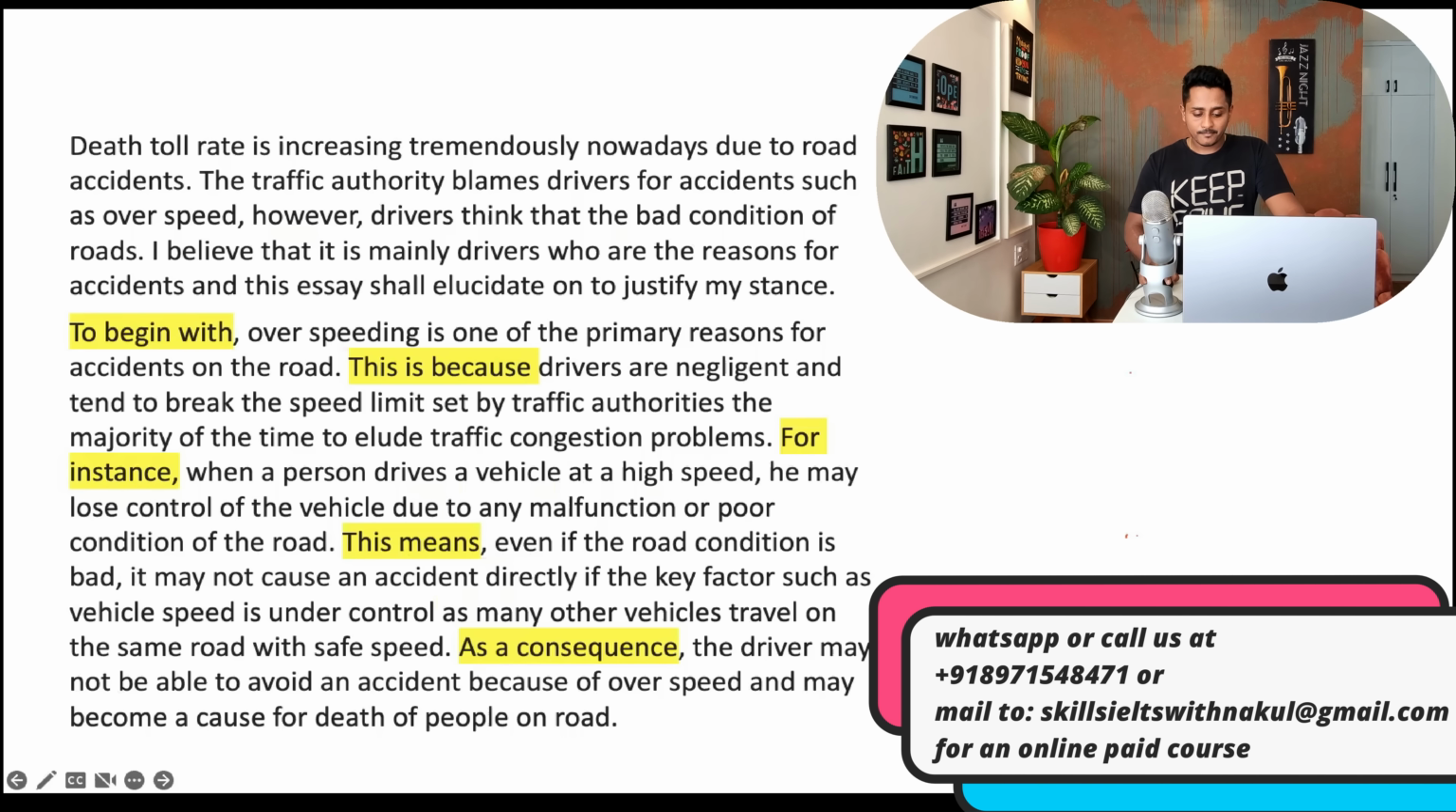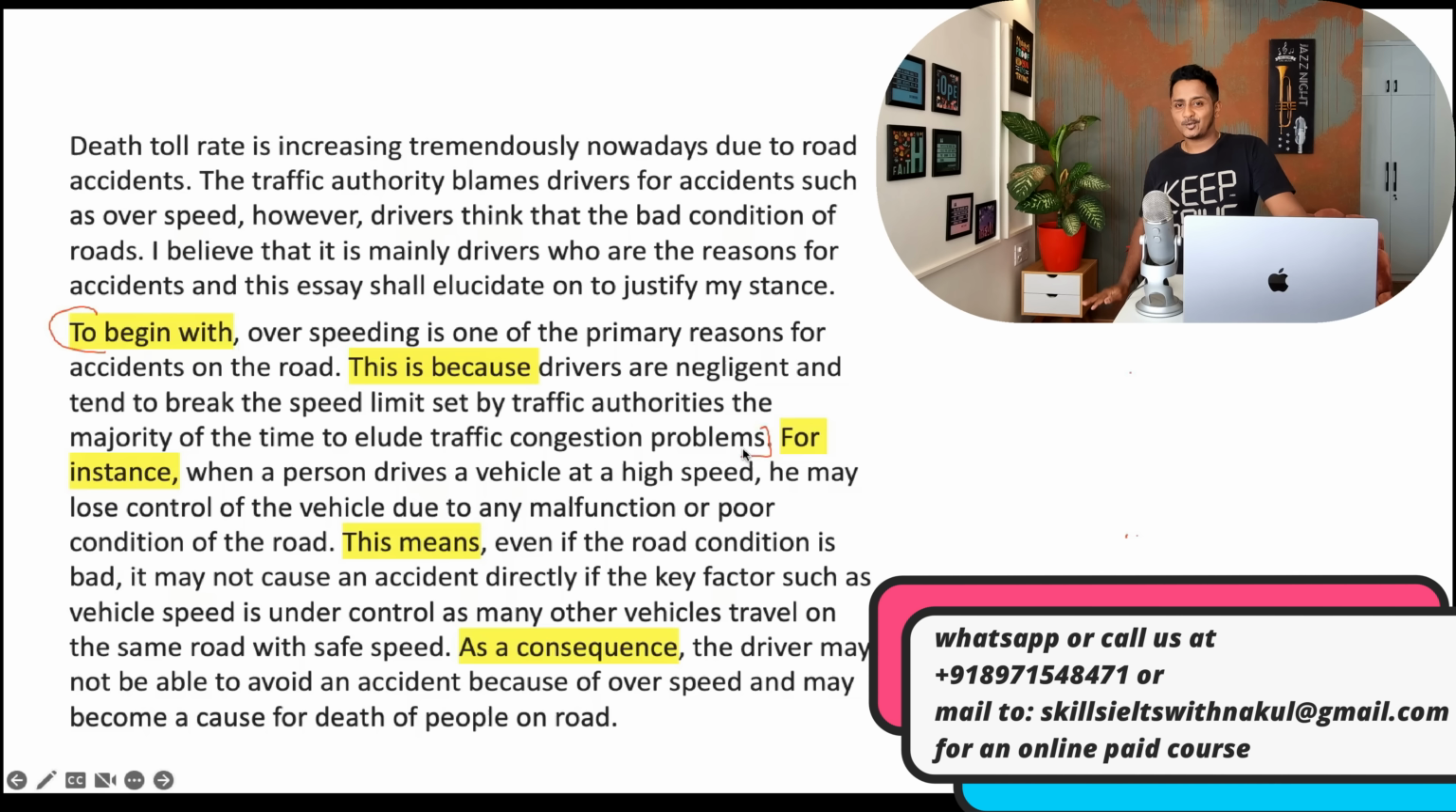The same question. This is written by one of my students. To begin with, overspeeding is one of the primary reasons for accidents on the road. That's the main idea. Why do you think overspeeding is the reason? This is because drivers are negligent and tend to break the speed limit set by traffic authorities the majority of the time to elude traffic congestion problems. Excellent.